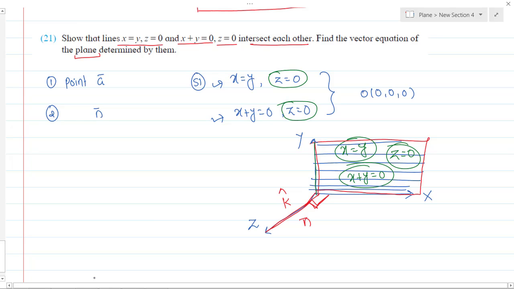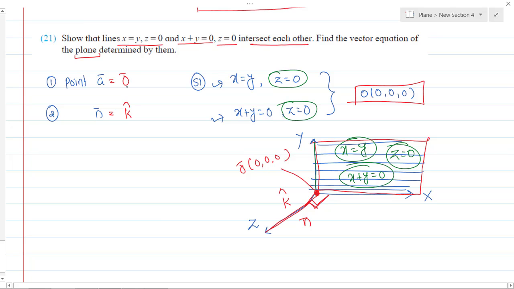For the z axis, you cannot write a z bar as such, so you have to write its direction vector, and that is k cap. So n bar becomes k cap. Yes or no? Then what is the point a bar? I already told you your plane is passing through the point 0, 0, 0. Okay, we got both.